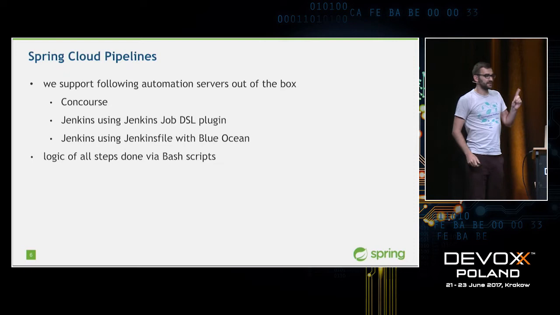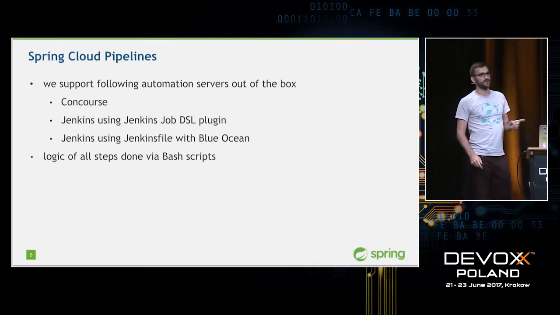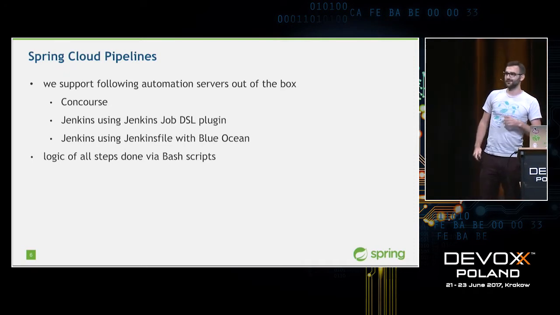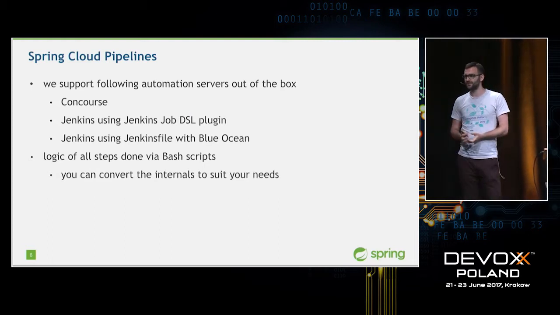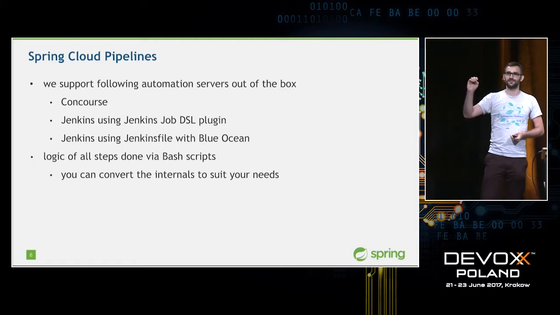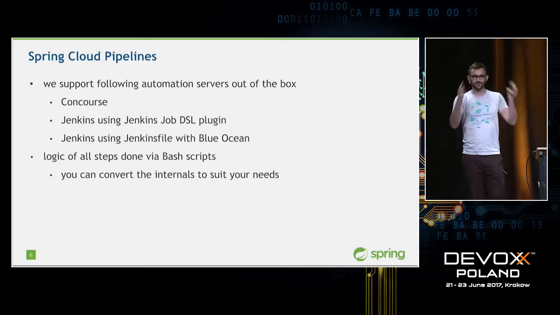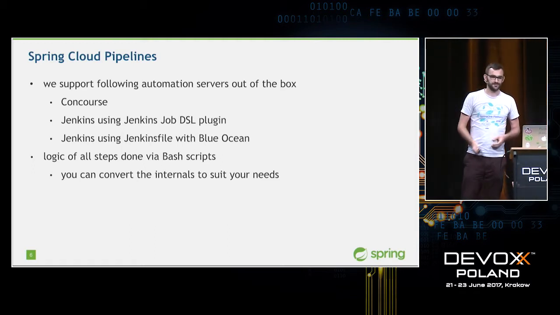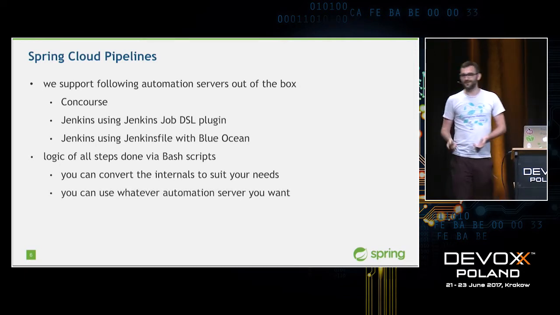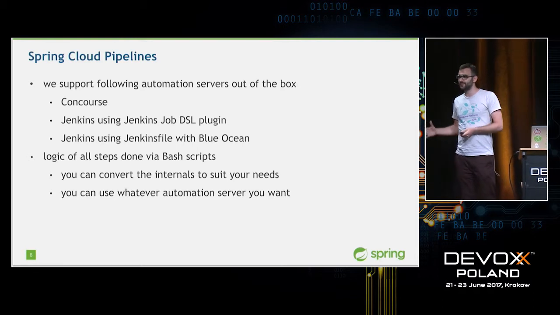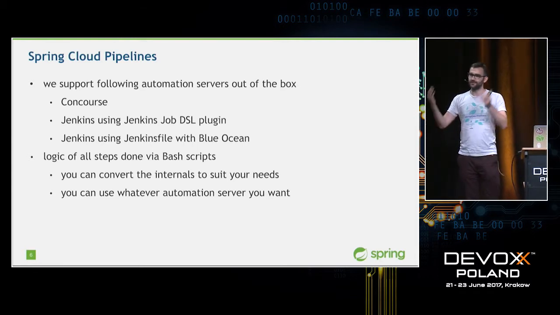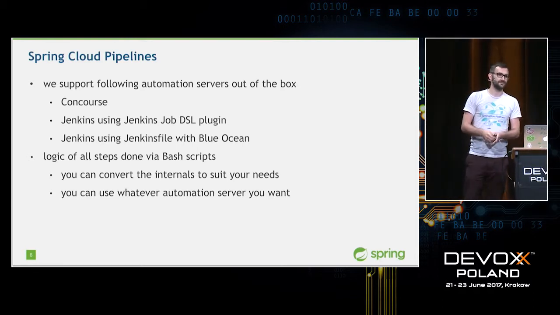The key thing is that the logic of all steps in the pipeline is done in Bash, which means that to change the way, for example, you deploy apps, you have to change just the Bash scripts. You don't have to touch the pipeline itself. But what's even cooler, you can use any automation server you want, because you just have to execute the Bash script and provide the environment variables. And that's it.